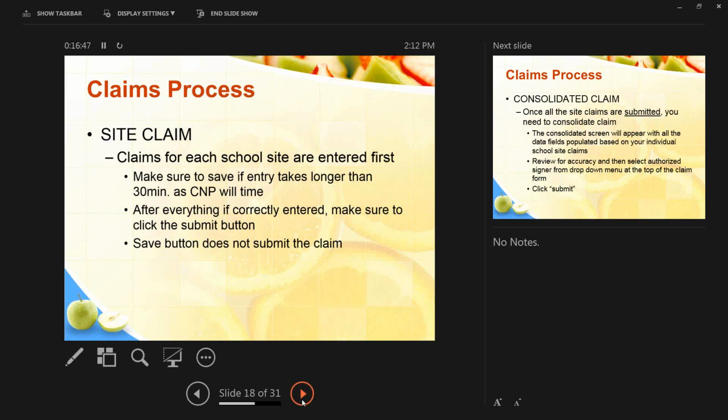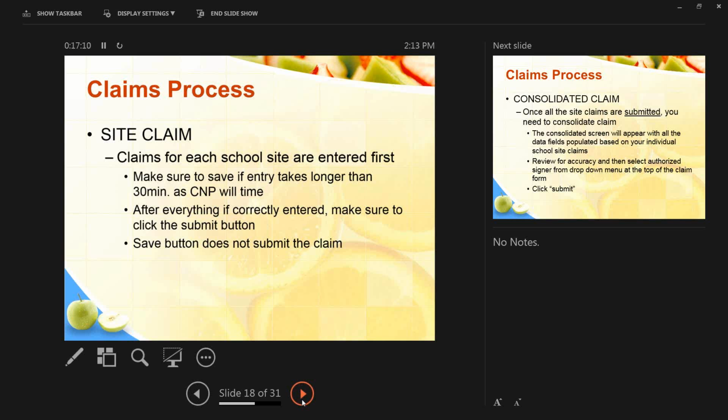Okay, so the site claim is the claim for each school site, and those are entered first. We want to let people know that you want to be sure and save your work. If you have to step away for a minute, after 30 minutes, CNP will log you out, and you'll lose that information unless you saved it. You want to check and make sure that everything's entered correctly and click the Submit button.